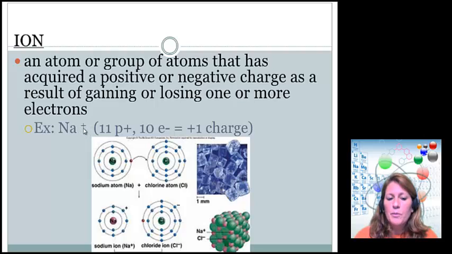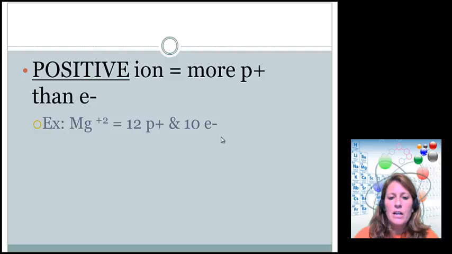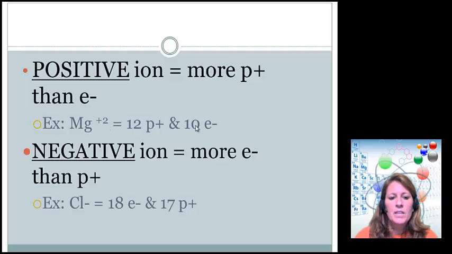So you can either write it with a plus sign or a +1. That does not matter. So a positive ion means there are more protons than electrons. So here's an example. When there are 2 or more, you write a +2 behind it. Okay. A negative ion, more electrons than protons. So this one has a negative charge because there are more electrons.